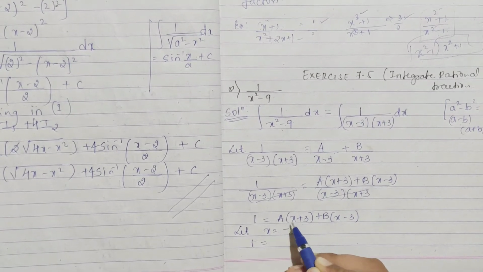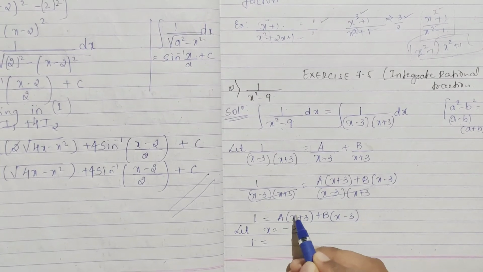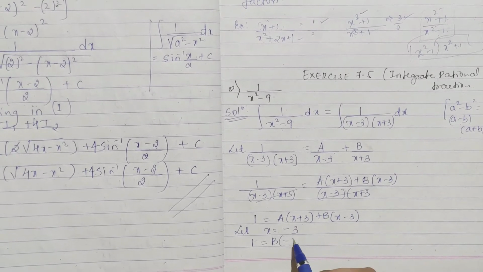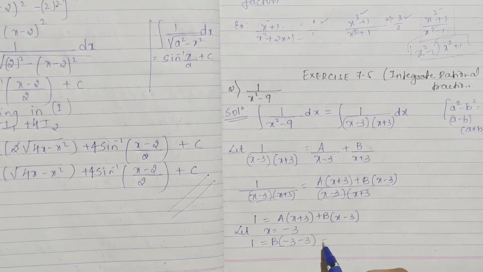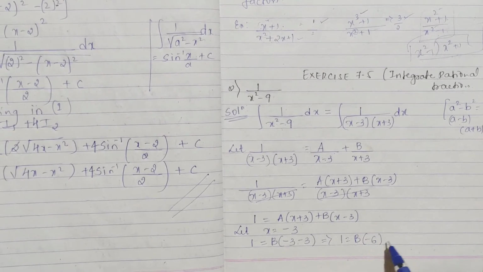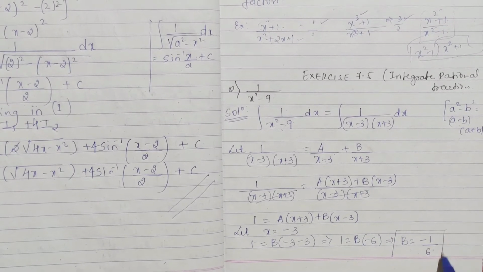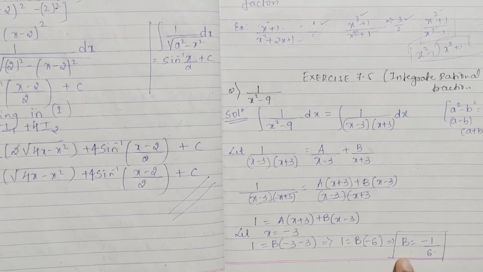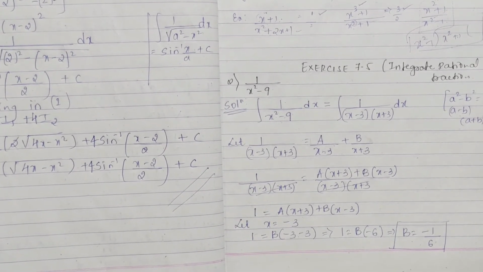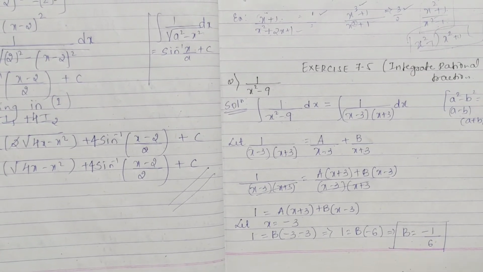Now here you see, if you take x as minus 3, minus 3 plus 3, obviously this term will be 0, so A into 0 will be 0. You will be left with B. X we have taken as minus 3, so you are getting 1 is equal to B into minus 3 minus 3, which is minus 6. So B you will get is minus 1 by 6. So you have got your B value. Understood how you have to find it? You have done this already, still I am showing you. So B is minus 1 by 6.